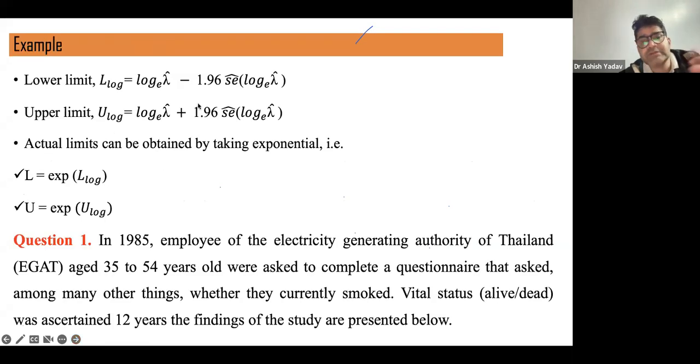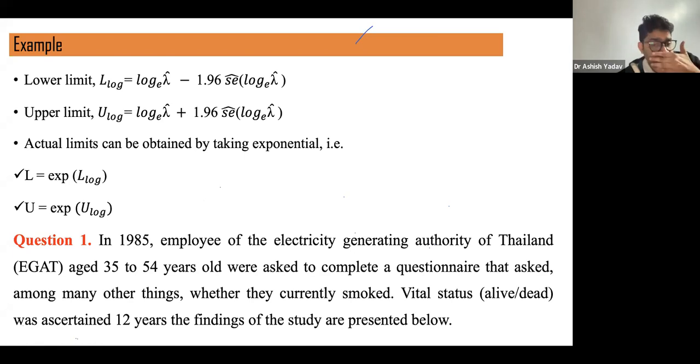Okay, so the lower limit is the value which we obtain by subtracting, and the upper limit is the value which we have by addition of one plus factor of 1.96. And to have the actual limit, we take the exponential of the lower limit as well as the upper limit. So let's look at an example.